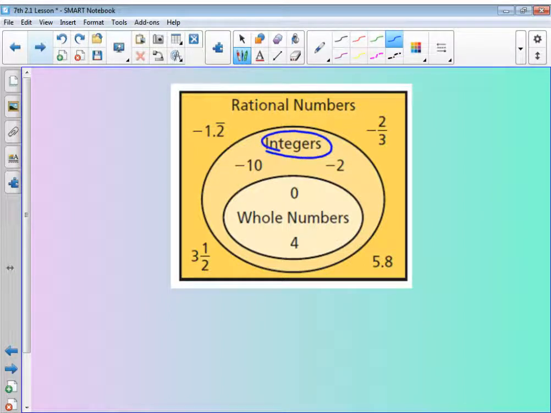They also include all whole numbers because whole numbers are part of the integers. So if you count from 0 on up, those are whole numbers. Integers then include the negatives, but they're still whole, no decimal, no fraction.